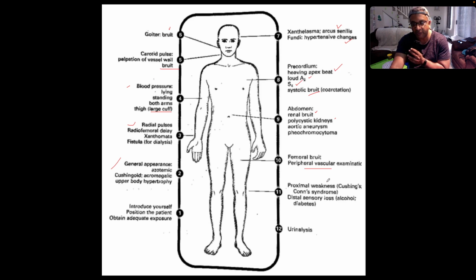Is there any proximal weakness? There's a whole host of causes of proximal weakness, but just to mention, Cushing's and Conn's syndrome is one of the foremost in terms of your endocrine perspective, especially if you're looking at this in the context of secondary hypertension. Distal sensory loss, speaking to alcohol and diabetes, and lastly, the urinalysis, okay?